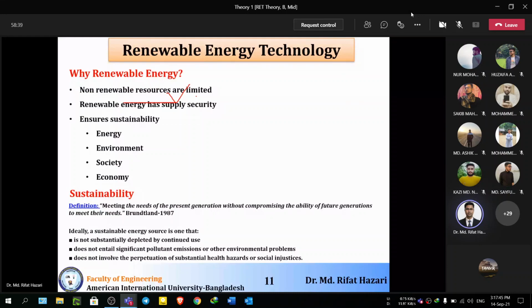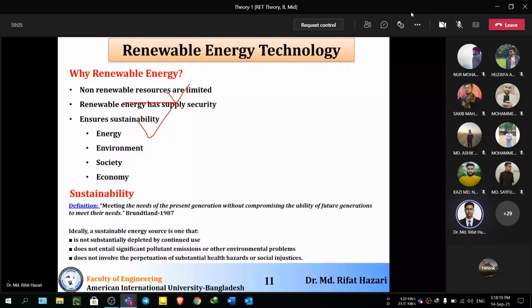But what about renewable energy? Are you paying someone for sunlight? Are you paying someone for wind? No, right? You are not paying for sunlight, and you are not paying for the wind. That means it has supply security. And also it will ensure sustainability. So what is the meaning of sustainability? In Bengali, we call it tekshoy, right?